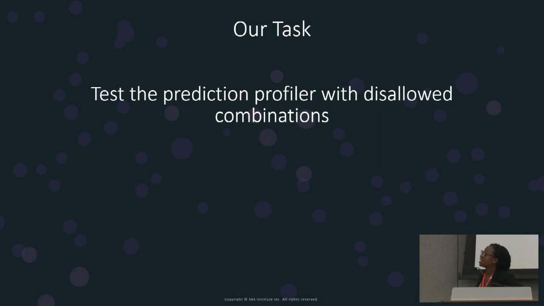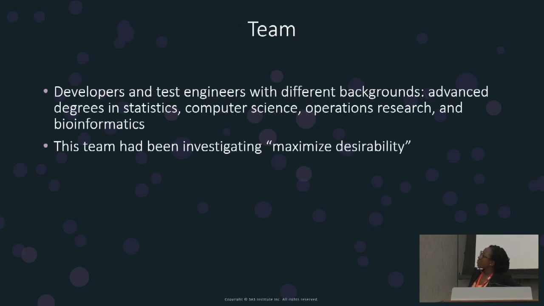Okay, moving on. So what was our task? Our task was to ensure that the prediction profiler was indeed honoring disallowed combinations. So a team of developers and test engineers with different backgrounds was assembled to do this. And the team had originally been investigating how to ensure that the maximized desirability option in the profiler was honoring disallowed combinations. So most of the team members already had sufficient prior knowledge about the inner workings of the profiler and what validating this enhancement should entail.